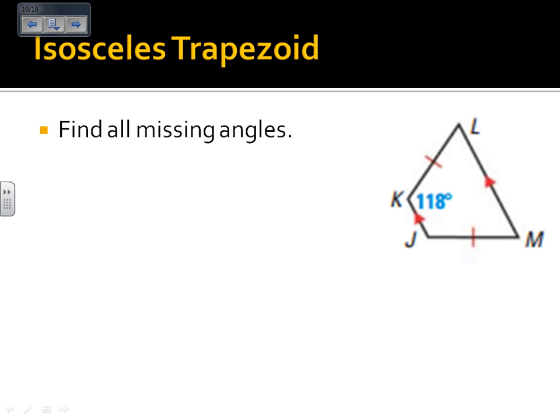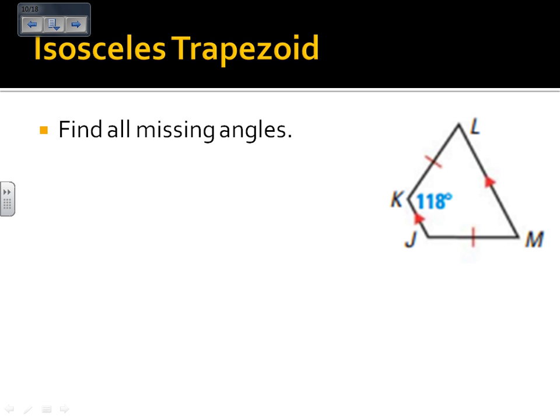Which 2 are my bases? Raise your hands, please. Julio? KJ and LM. It doesn't matter if the base isn't on the bottom at this point. What are my legs? Devin? JM and KL, okay? So, any thoughts on how I could do this one?